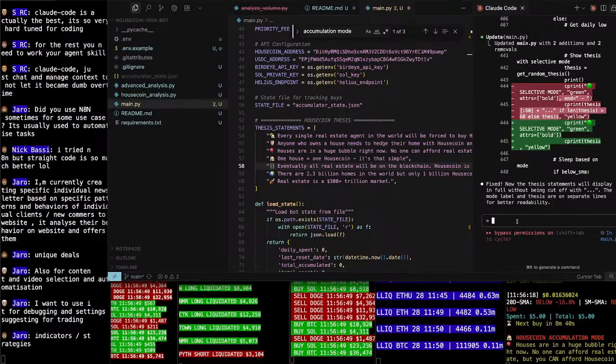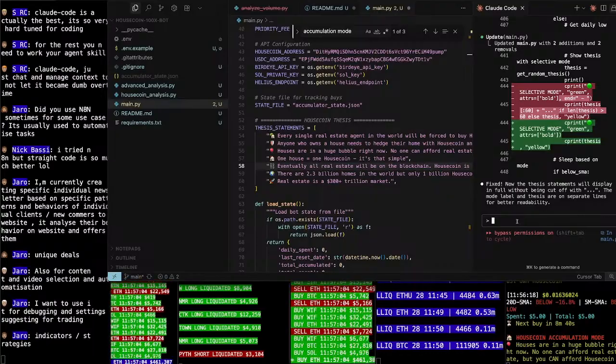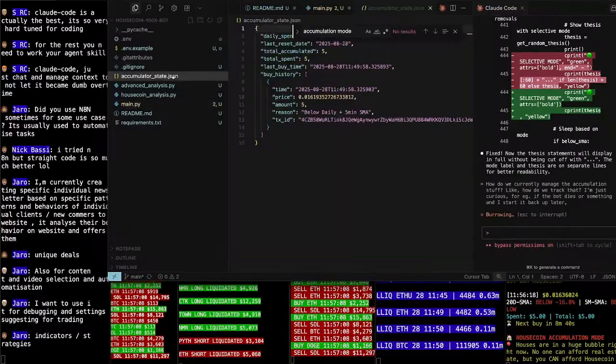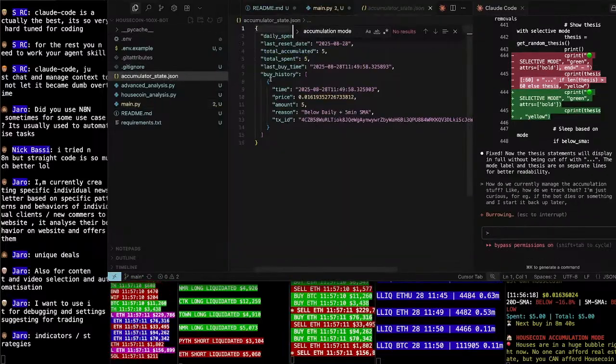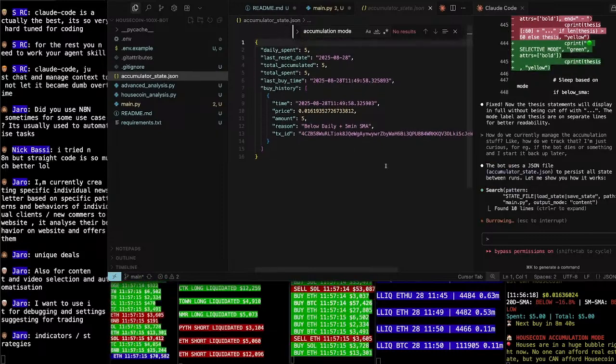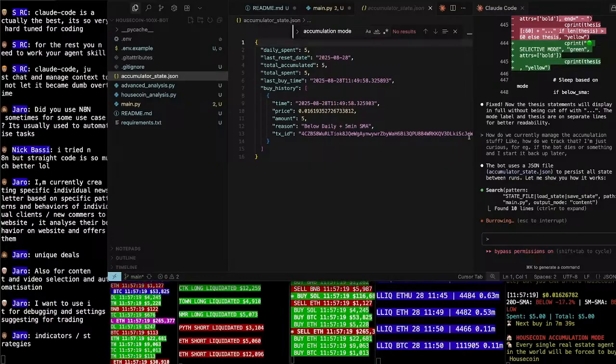Spent five, total five. How do we currently manage the accumulation stuff? Like, how do we track that? I'm just curious. For example, if the bot dies or something and I start it back up later, it looks like there's an accumulator state JSON. I can answer that to myself, dude. The bot uses a JSON file to persist all state between runs. Let me show you how it works.